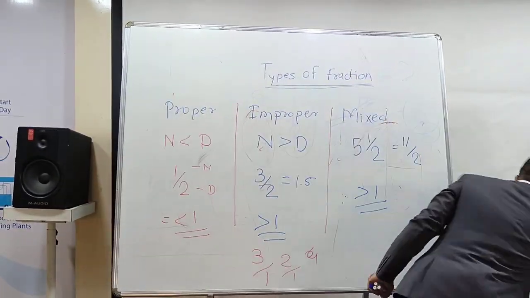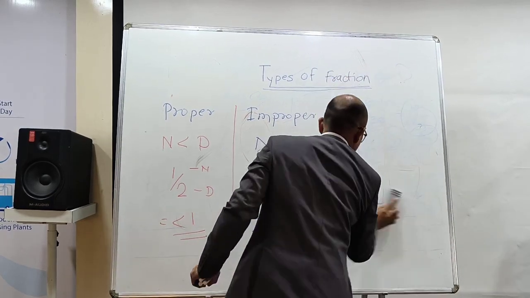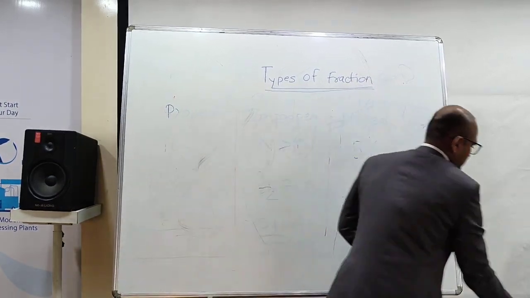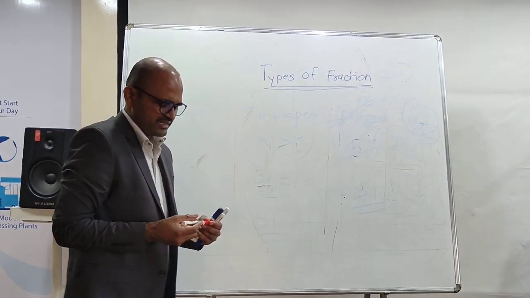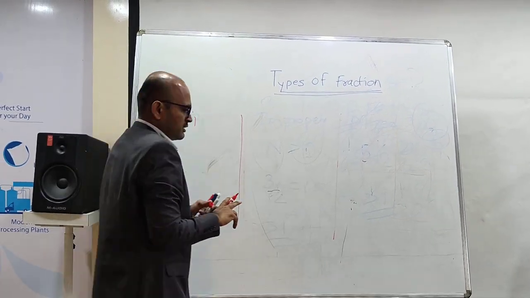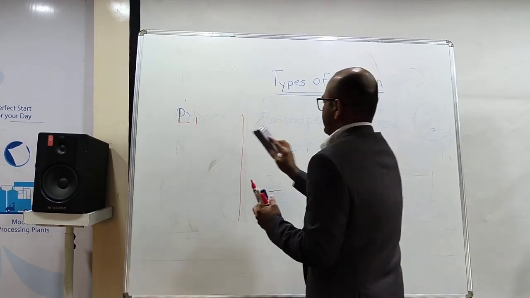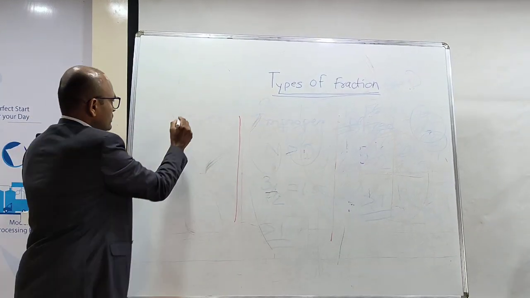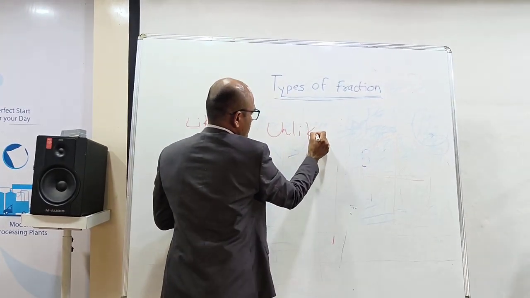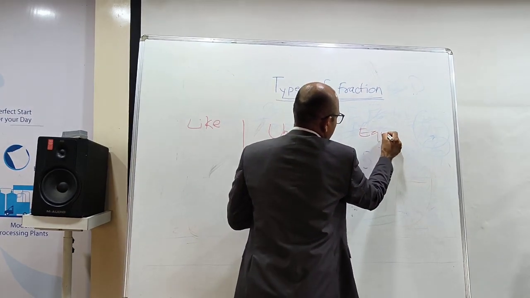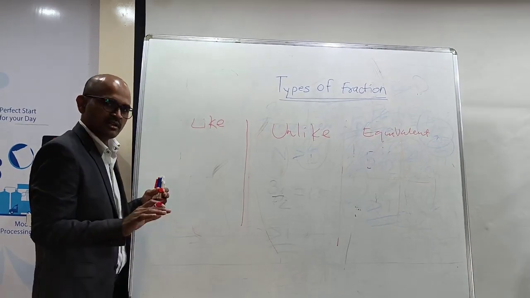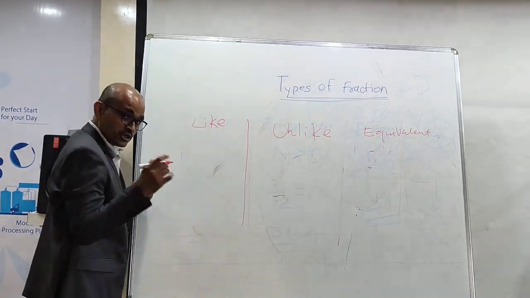We have already seen these three types. The next three types are very easy. They are just comparisons. First is like fraction, unlike fraction, and equivalent fraction.